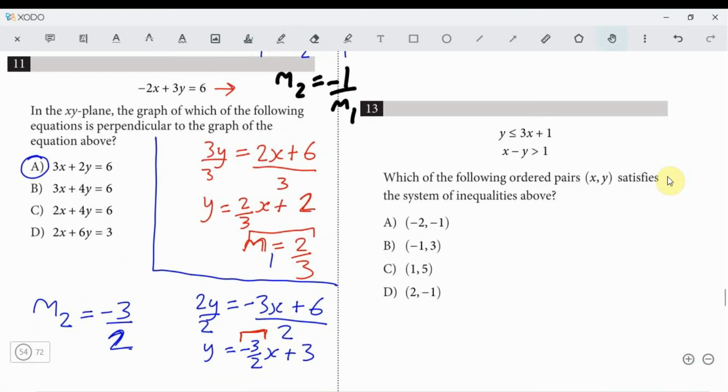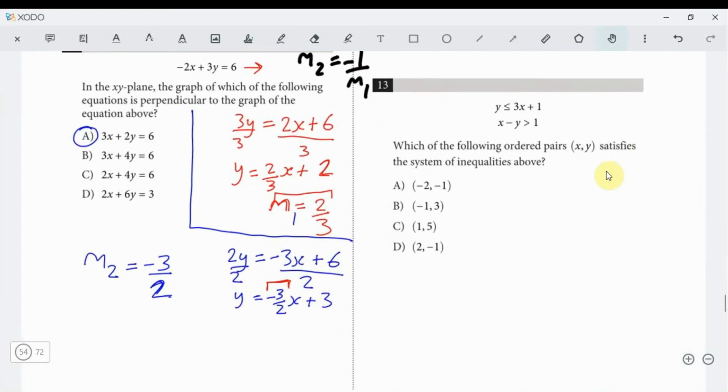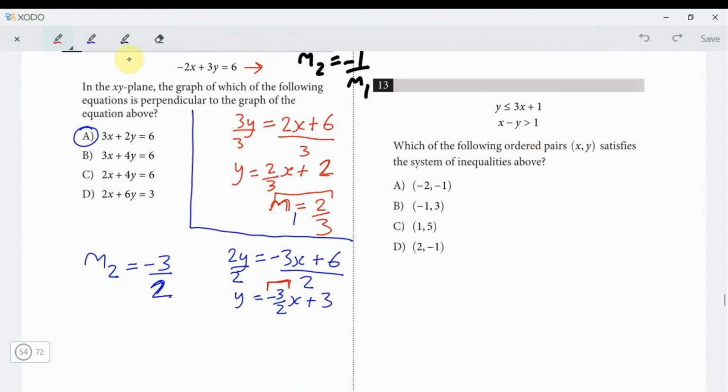Now, question number 13, this is really a topic that we call linear programming from CSEC math. When you have two inequality regions, I'm not going to show you the linear programming method. What I want you to do is just use trial and error. When you have two inequalities, use trial and error. What do I mean by trial and error? Try which values are going to satisfy both inequalities.